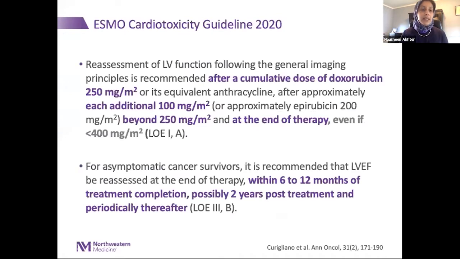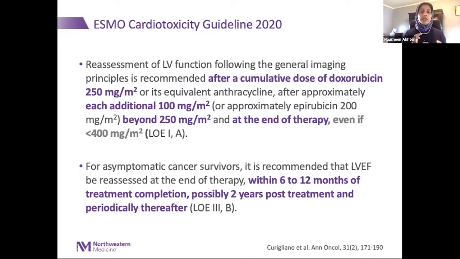The European Society of Medical Oncology put forth a cardiotoxicity guideline statement in 2020, in which there are some slight differences from the ASE. They recommend that a follow-up echo after exceeding 250 milligrams per meter squared be done at each additional 100 milligrams per meter squared beyond 250, and then at the end of therapy.